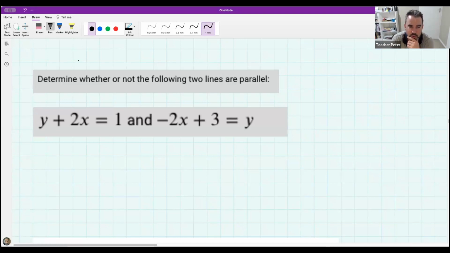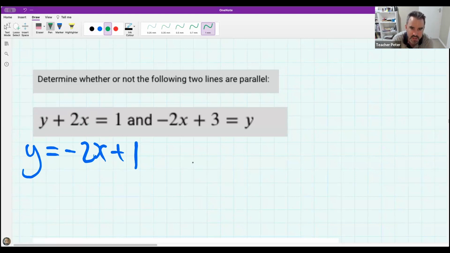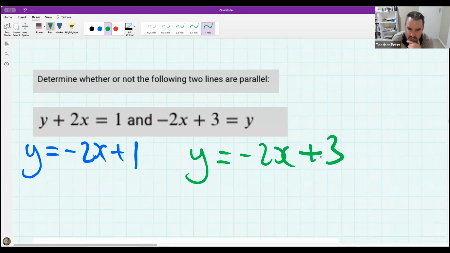What I'm going to do is rewrite this in a way that I'm more used to. So I'm going to bring the 2x across, and I get y equals minus 2x plus 1 for this one. And then this one over here is going to be y equals minus 2x plus 3. Now that I've done a little bit of magic, I've rearranged the equations. Let's vote again. Do you think these lines are parallel, or not parallel?